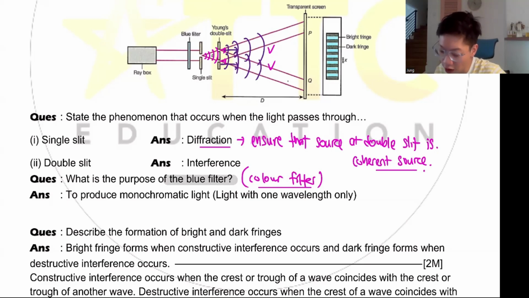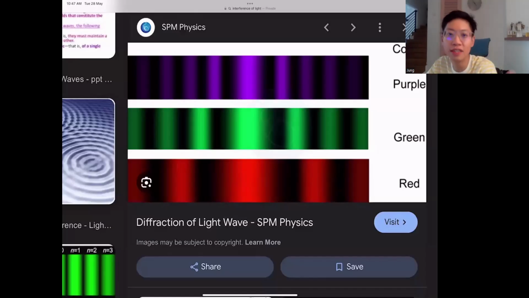Now, before I show you the fun part, I want you guys to have a look at my screen here. If you see on my screen, you will realize that if you use different colors, you will see that there will be different thickness. Do you realize that? Obviously the red color is thicker and everything.